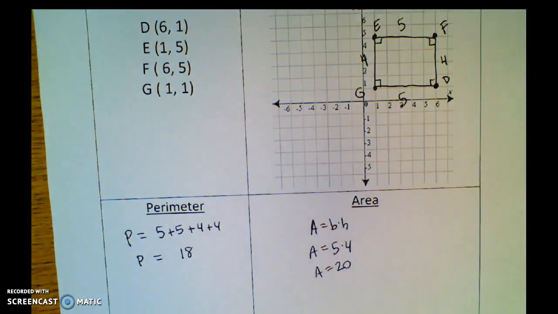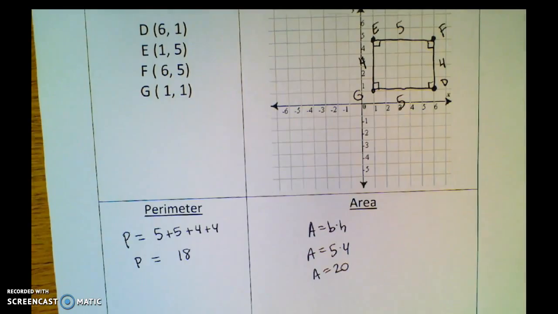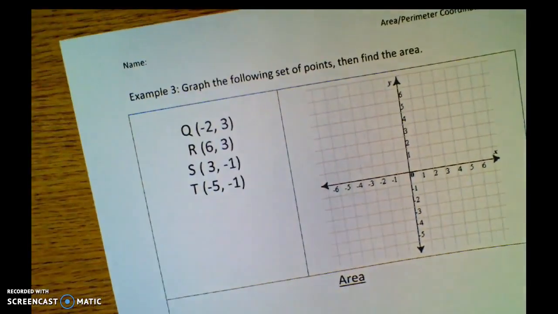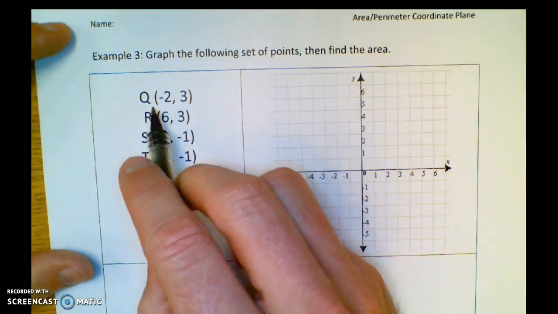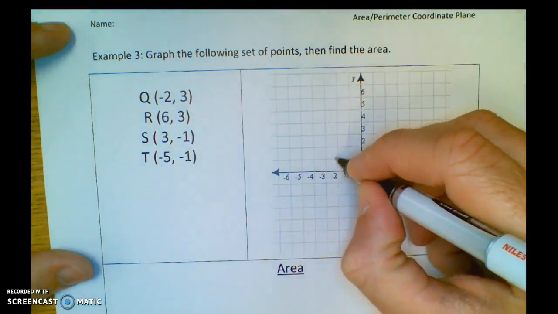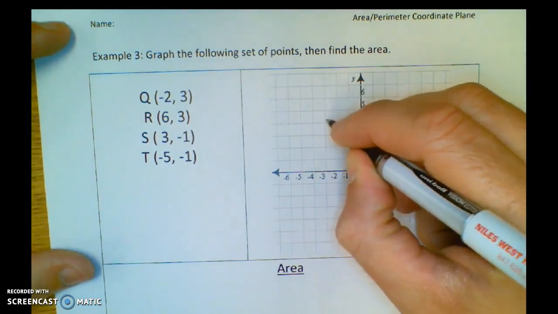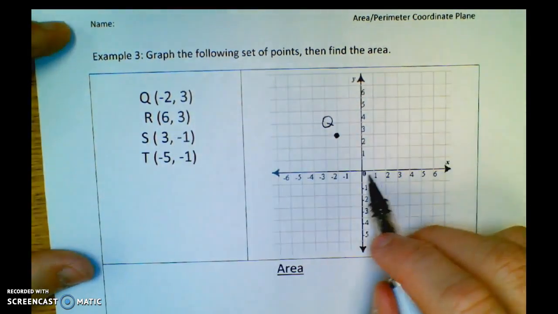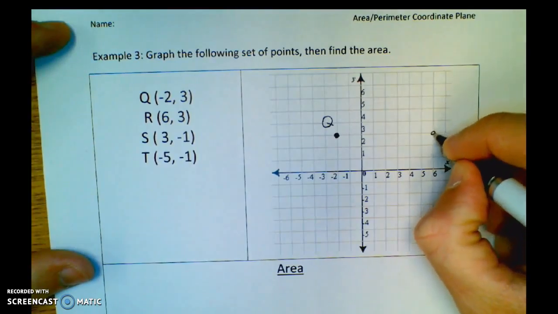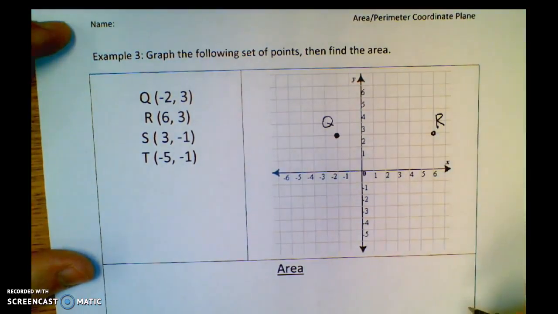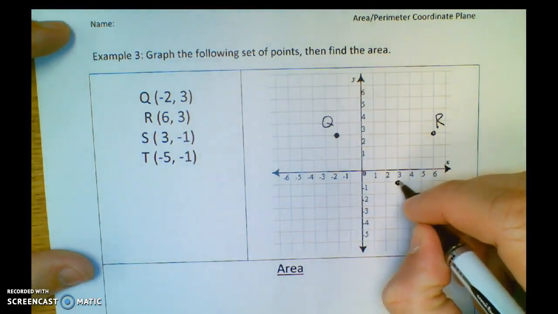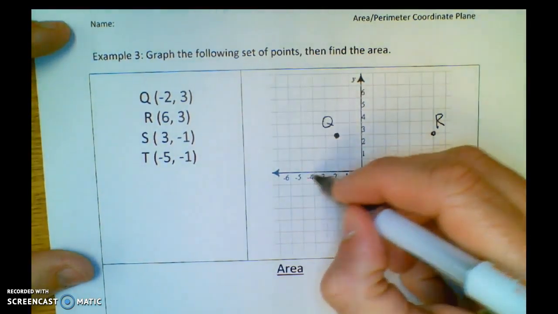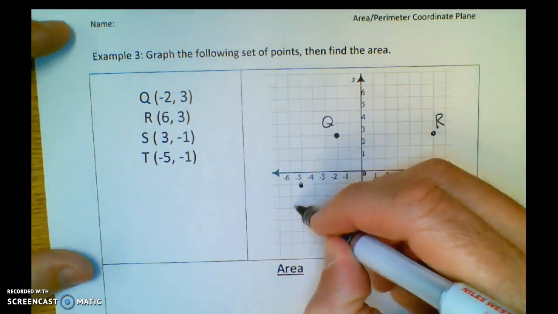So now we know triangles, and we've done rectangles. Let's try one more with parallelograms. Okay, so for a parallelogram, it's the same idea. You're going to plot your points. So Q is at -2, 3. R is at 6, 3. S is at 3, -1. And T is at -5, -1.